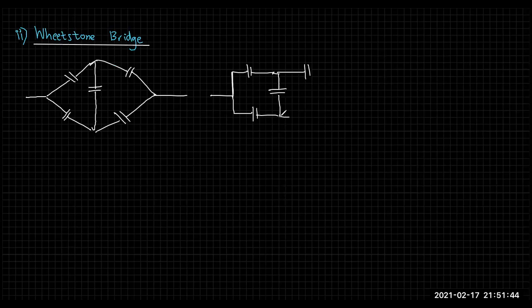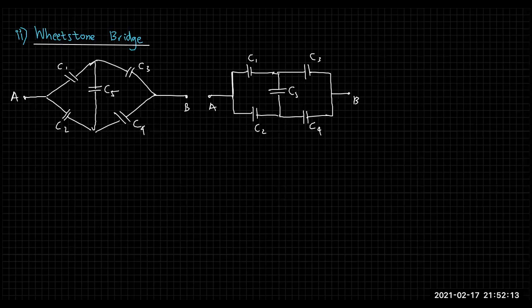It's just the shape that is different, but it's actually an identical circuit. These two. Now, if you take this point as A and this point as B, it's the same thing. So this is C1, C2, C3, C4, and the middle one is C5. Sometimes, let's say there are two capacitors here. That means you have to take the resultant of those two capacitors and make them one.